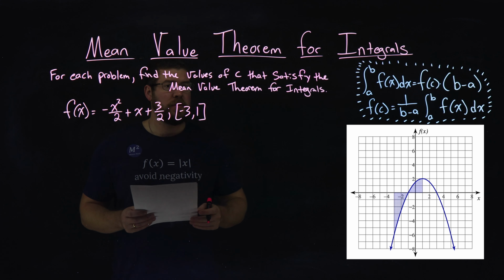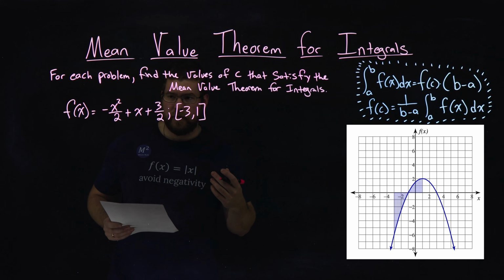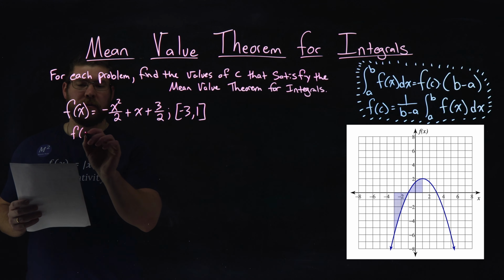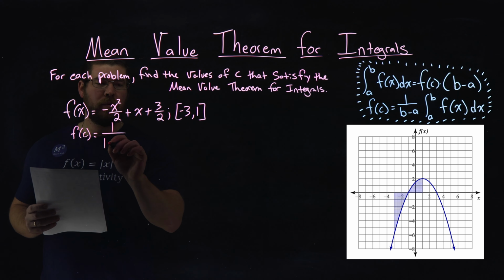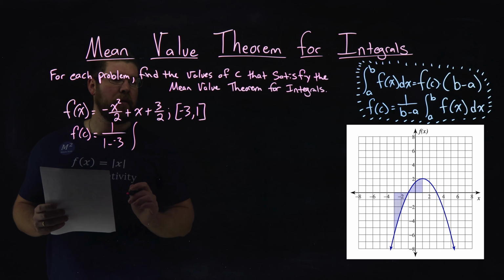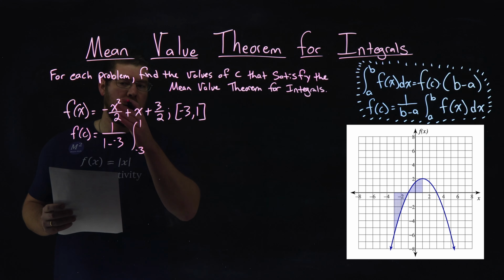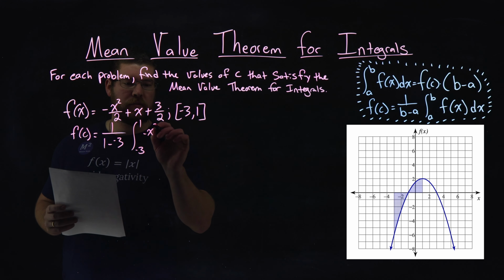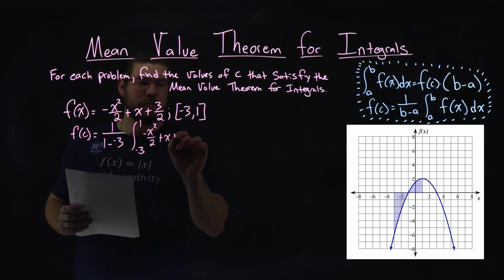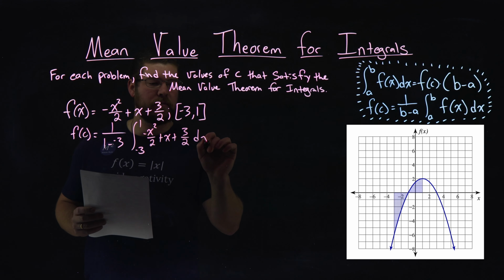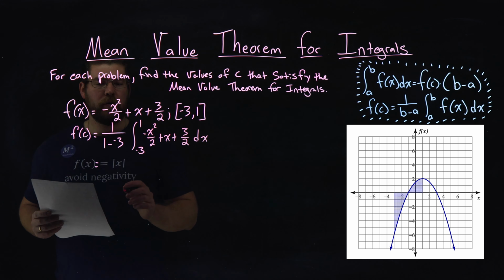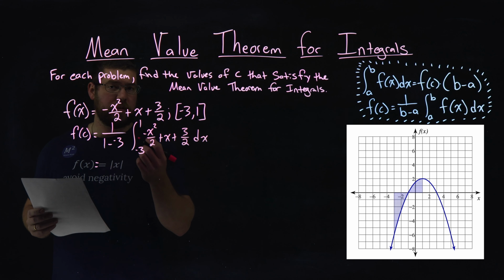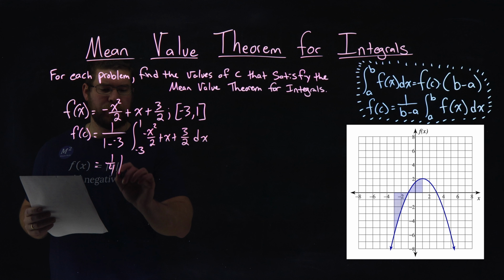So first thing I want to do is find my average value, my f of c. So to do that, I have my f of c equal to, using the formula, 1 over b minus a, so 1 minus a negative 3, times the integral from negative 3 to 1 of my function f of x, negative x squared over 2 plus x plus 3 halves dx. Now let's solve this right here. 1 minus a negative 3 is plus a positive 3, so we have 1/4 out here.